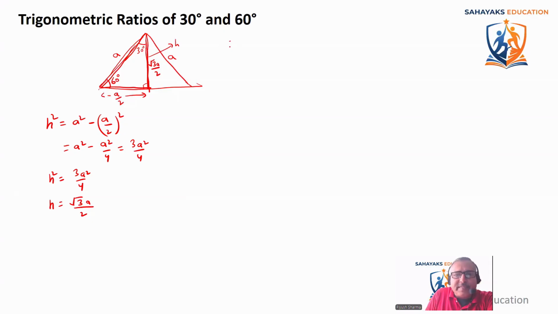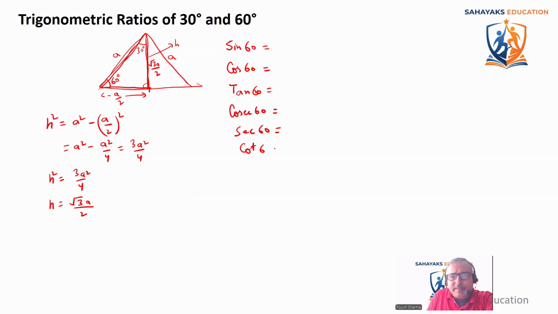I'll just say sin 60 is equal to, then we have cos 60 is equal to, then we have tan 60 is equal to, cosec 60 is equal to, we have sec 60 is equal to, and then we have cot 60 is equal to.